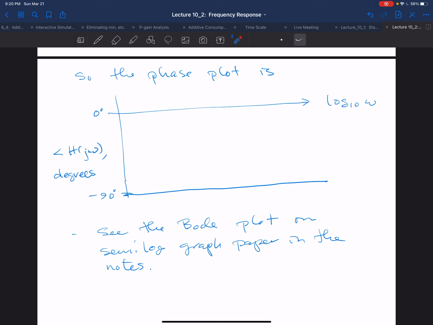So we've defined frequency response and we've seen the simple examples. We'll go on to some more simple examples in the next lectures. See you then.